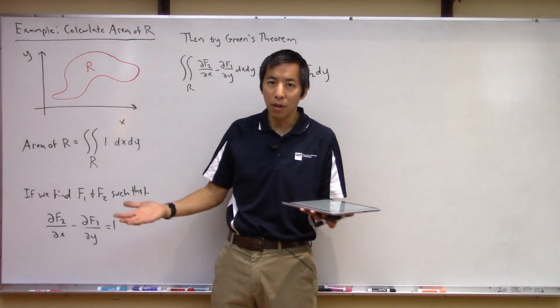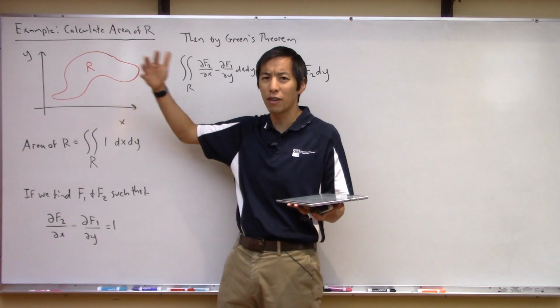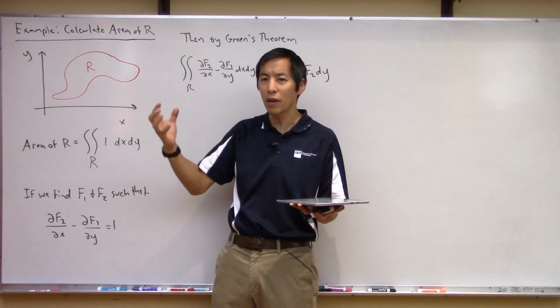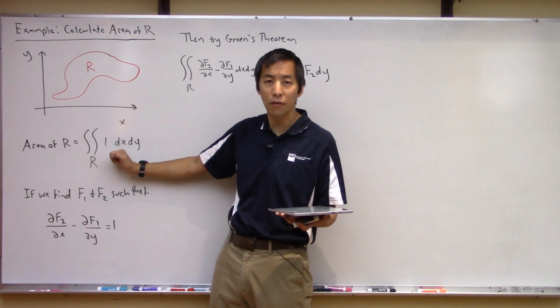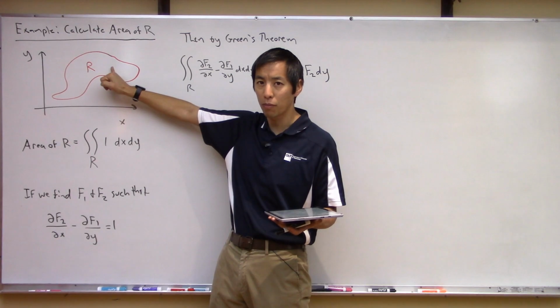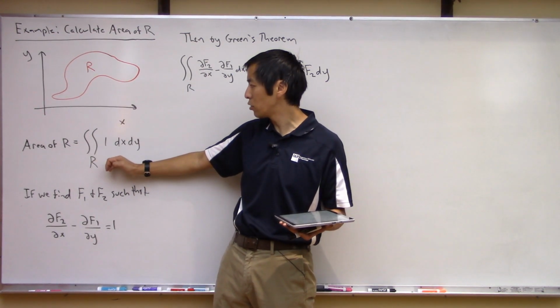Now, the problem is, I don't know if you want to call this a type 1 or type 2 or find out some other way to do this, because this is not a simple region. This integral is going to be difficult to compute due to the funny geometry of this region R. So this is not the easiest thing in the world to go about doing.